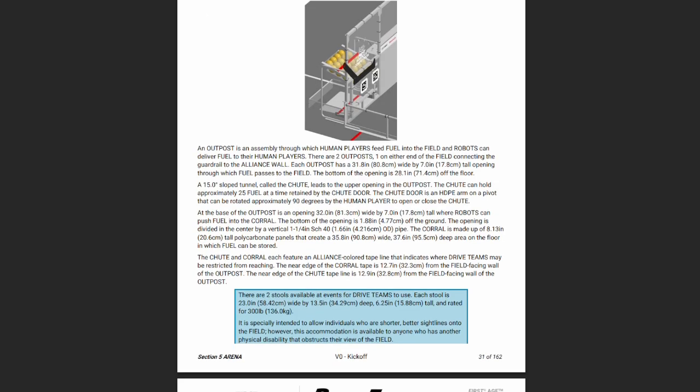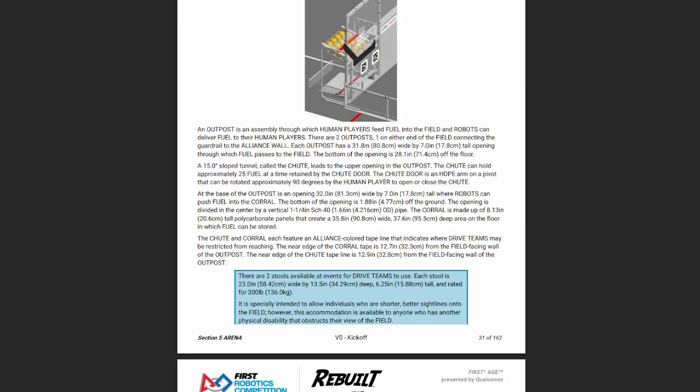The chute and corral each feature an alliance-colored tape line that indicates where drive teams may be restricted from reaching. The near edge of the corral tape is 12.7 inches from the field-facing wall of the outpost. The near edge of the chute tape line is 12.9 inches from the field-facing wall of the outpost.